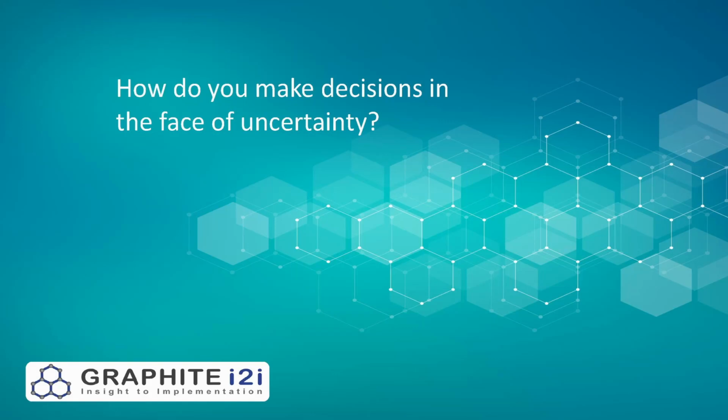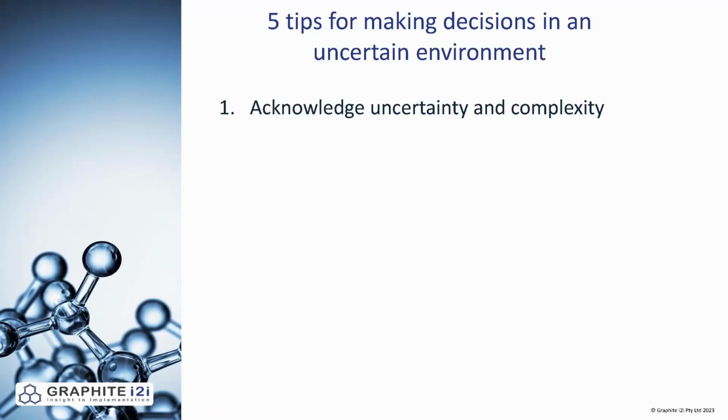And as I said at the start, here are my 5 tips for how you can make better decisions in an uncertain or complex environment. First step is to just simply acknowledge the uncertainty and complexity. There's no point in shying away from it, and there's no point in pretending that you know everything about the future when clearly you don't. So accept that the future is uncertain and work accordingly.